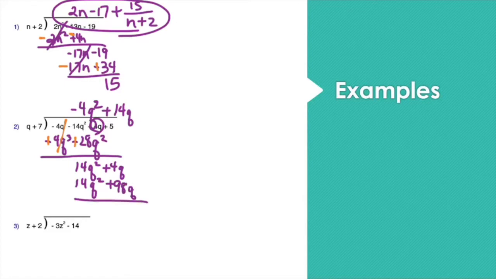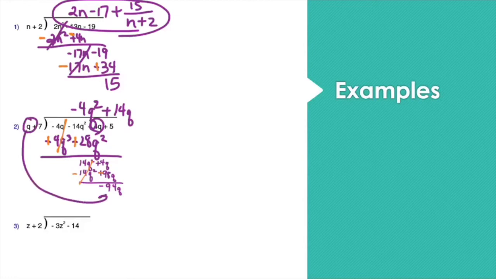We're going to change the sign. These will cancel. 4 and negative 98 is going to be a negative 94q. I'm running out of space. Let's see if I can squeeze some more in here. Q times what gives me negative 94? That would be negative 94.